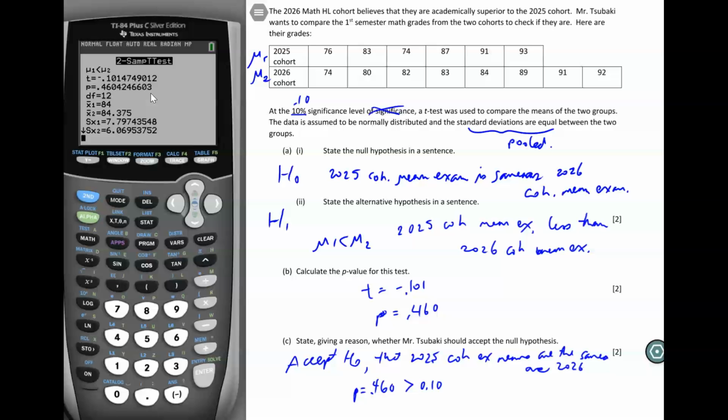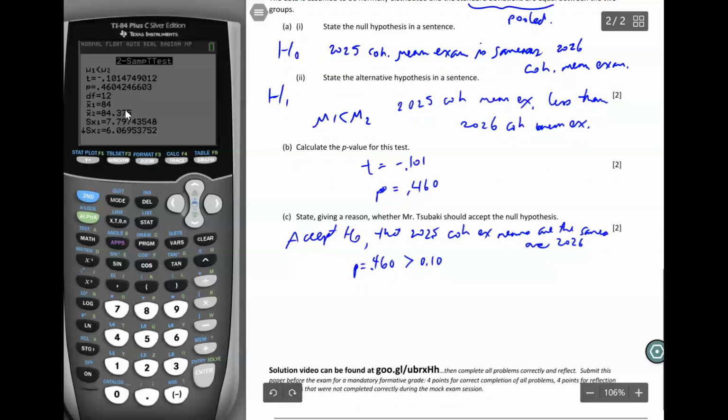Okay? If you look at the X1 bar and the X2 bar, it looks like there's a slight difference between the two, but the difference is not big enough to draw the conclusion that the 2026 cohort is academically superior. Okay? Is that it? Yeah, that's it.